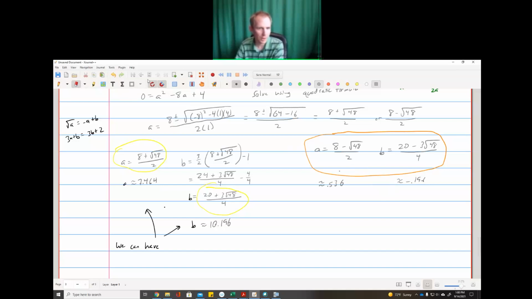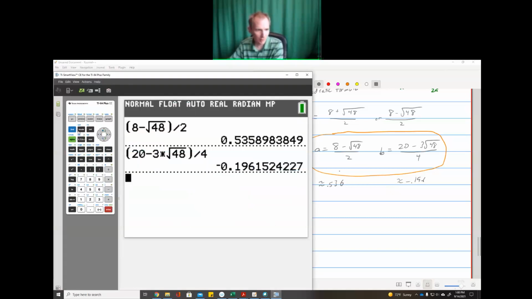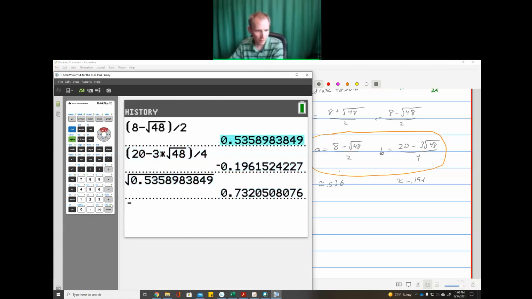Okay, let's look at our two equations. Is the square root of A equal to negative A plus B? Okay, so I take the square root of A. And now I take negative A plus B.